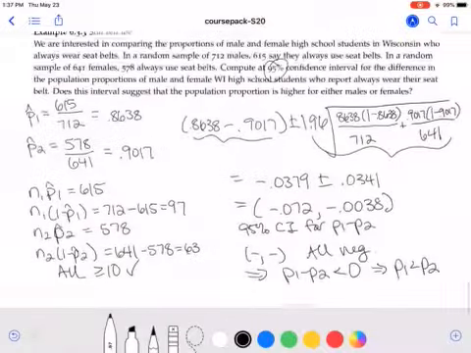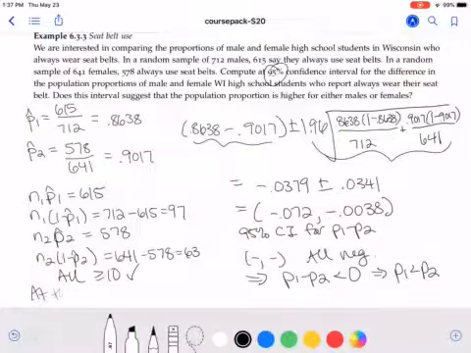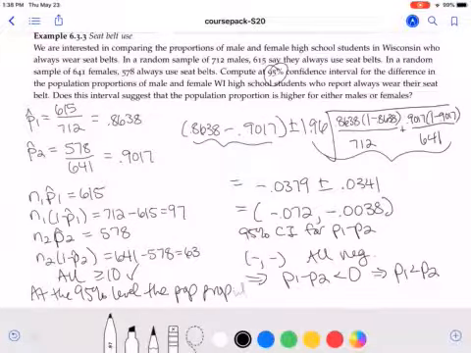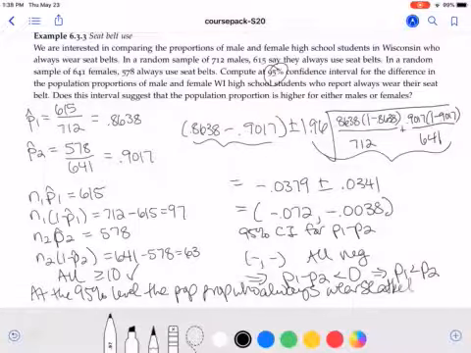So what we can say is that at the 95% level, the population proportion who always wear seatbelts is higher for the females.